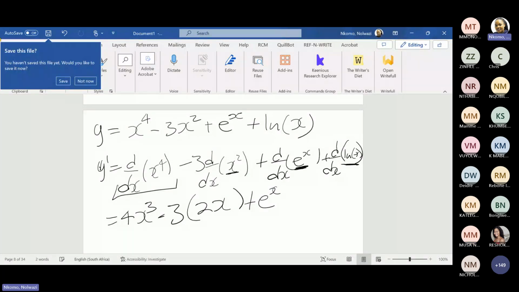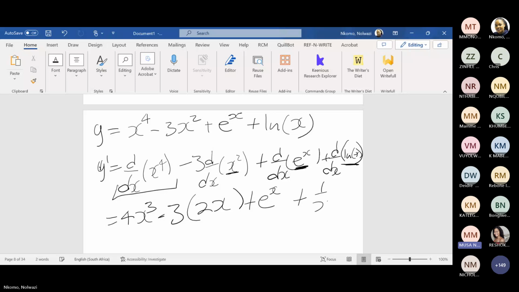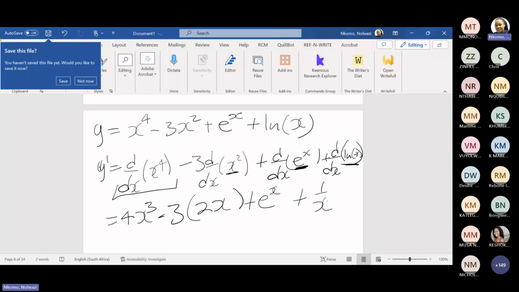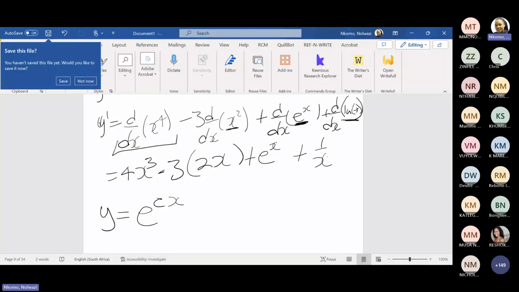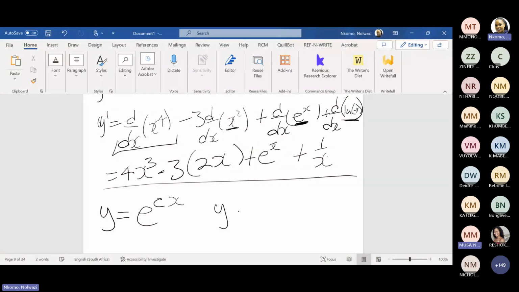I will leave it here, okay? We are still going to find the derivative of a function like this: y equals e to the power, maybe a constant x. And we're still going to find the derivative of a function like this: y equals ln, maybe x squared.